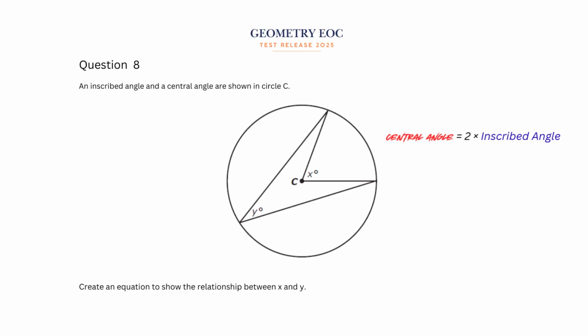Step 2. Write the equation. So we write x equals 2y. The equation that shows the relationship is x equals 2y.